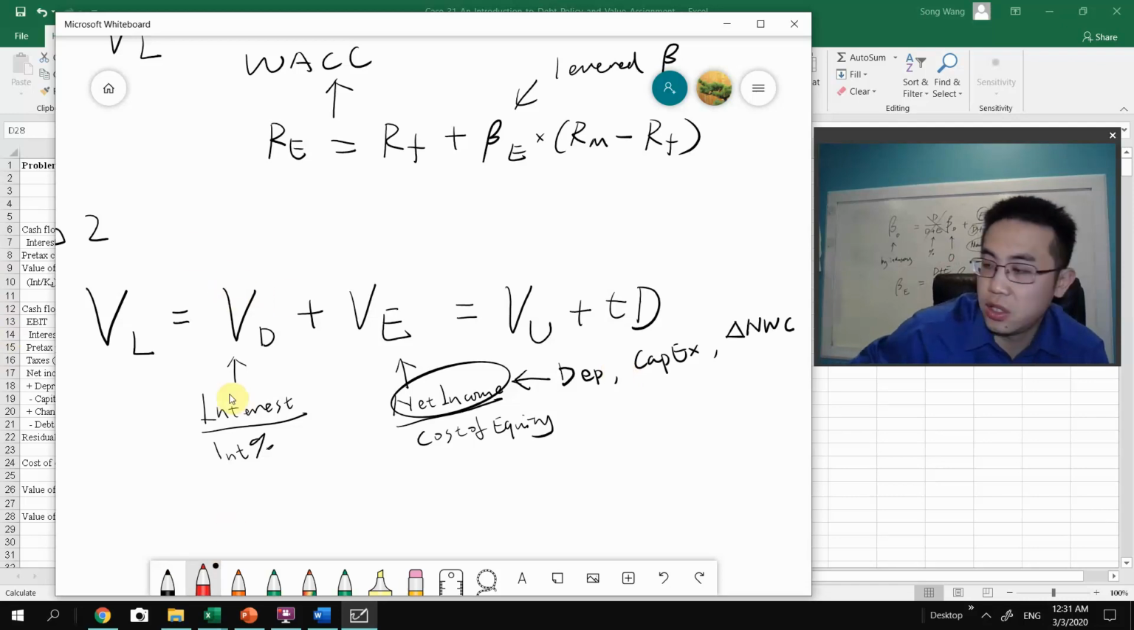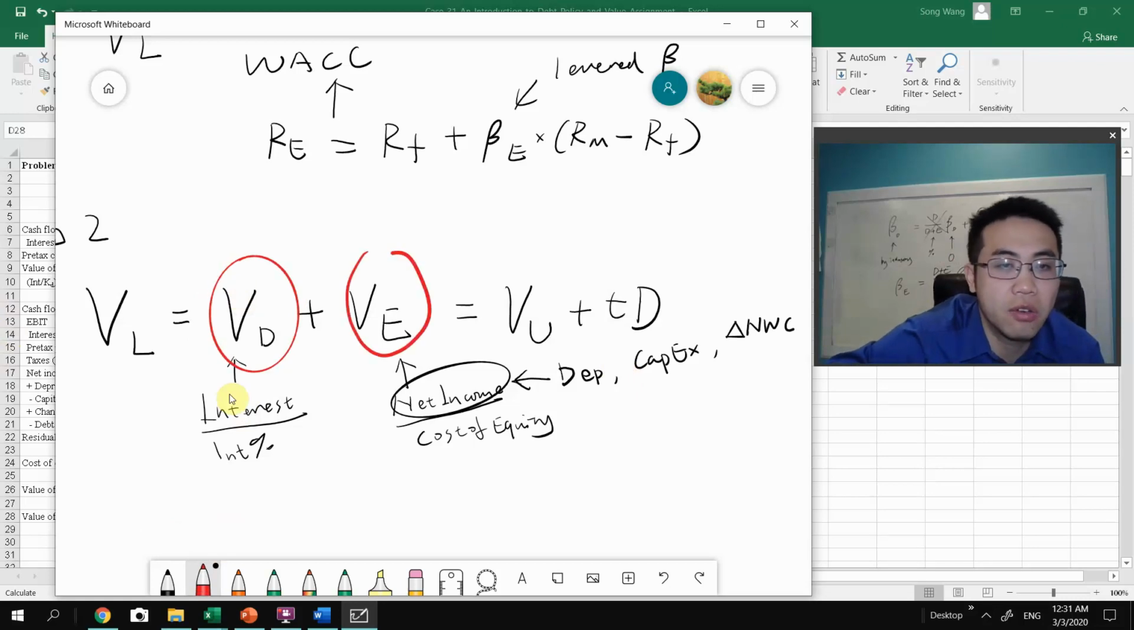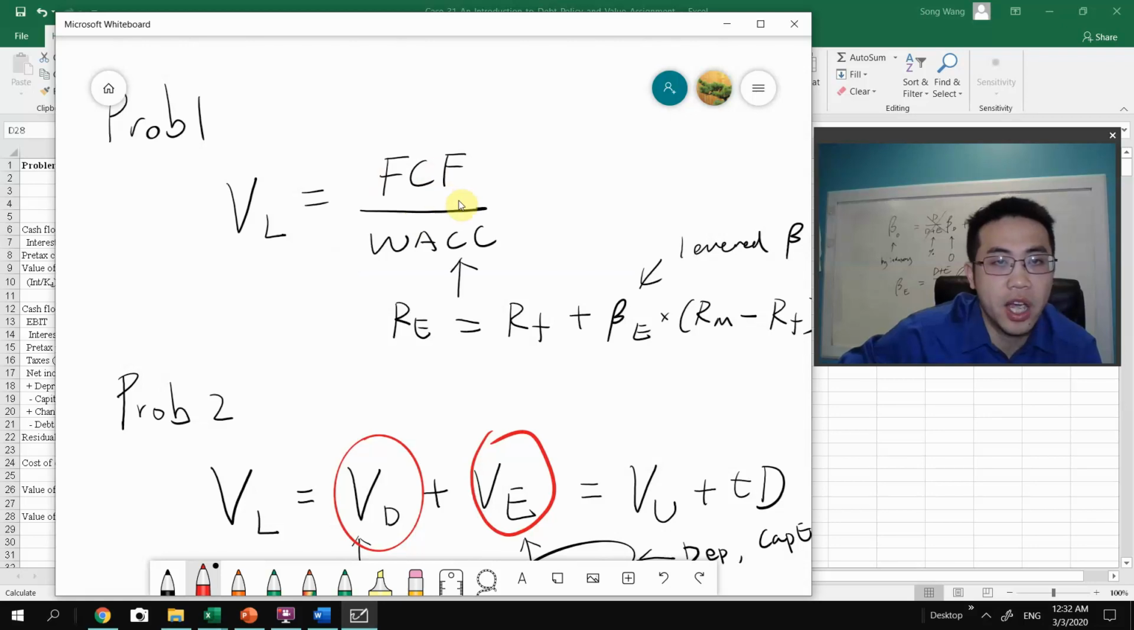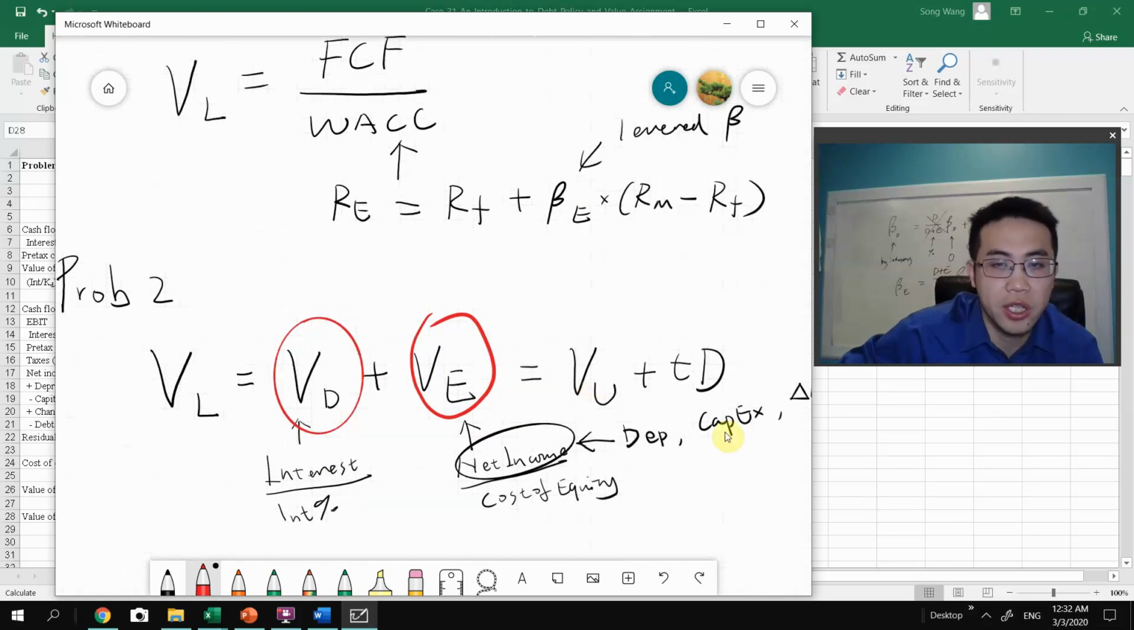All right, so that's basically what I did. First, I solved for the value of debt, which is basically a given number, and then I solved for value of equity, and then when they add up, the value happens to be exactly the same as I solved in problem set 1. That is the free cash flow divided by WACC. Okay, they match each other.